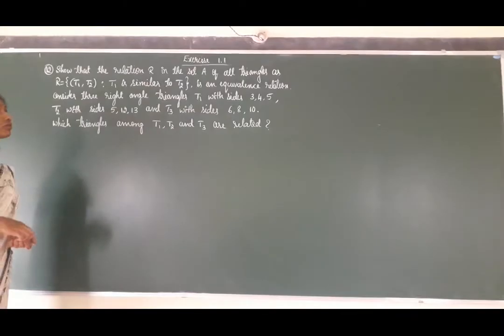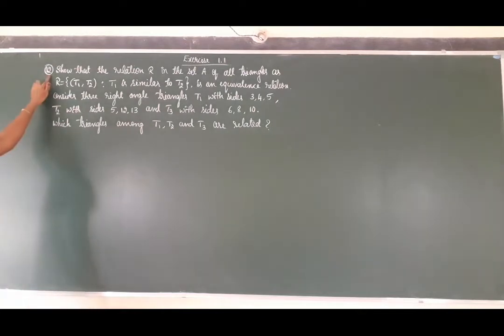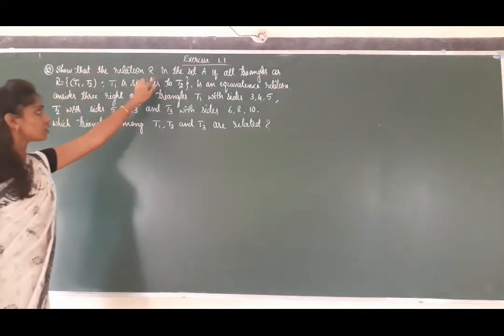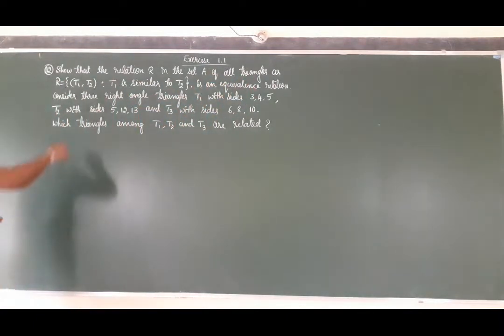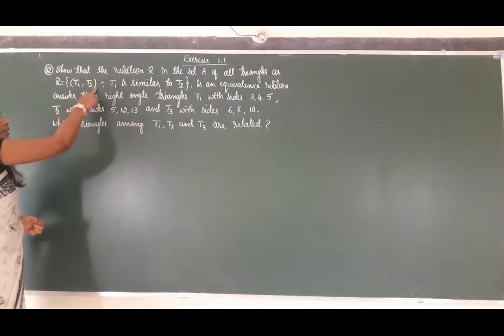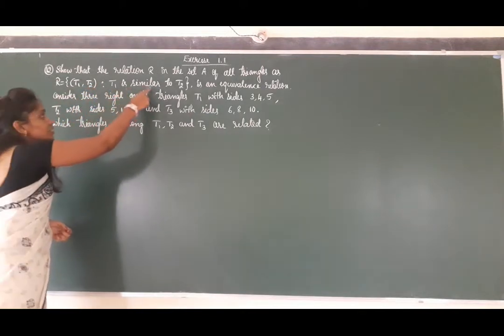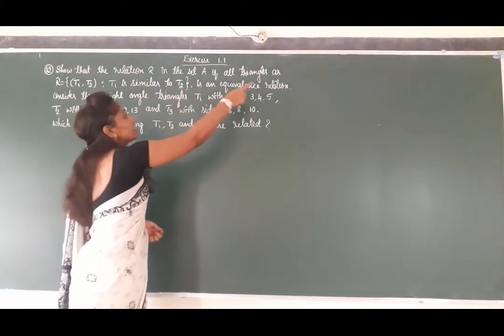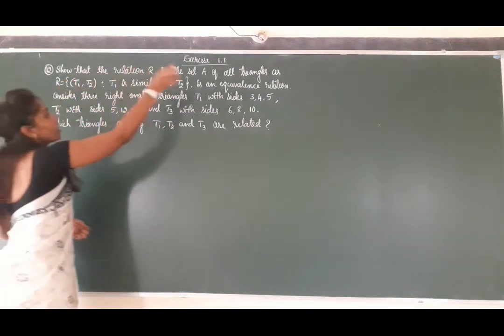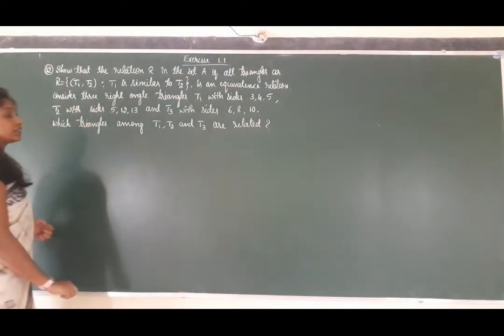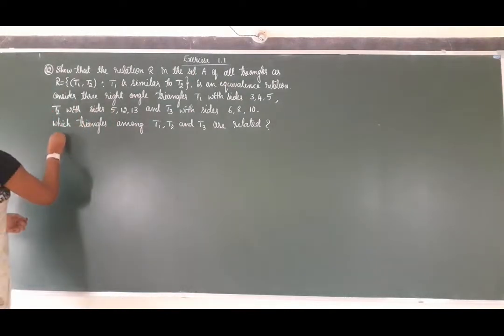Next, the 12th question is: show that the relation R in the set A of all triangles, defined as R equal to the set of ordered pairs (T1, T2) such that T1 is similar to T2, is an equivalence relation. We have to prove that the given relation is an equivalence relation. That is the first part of our question.